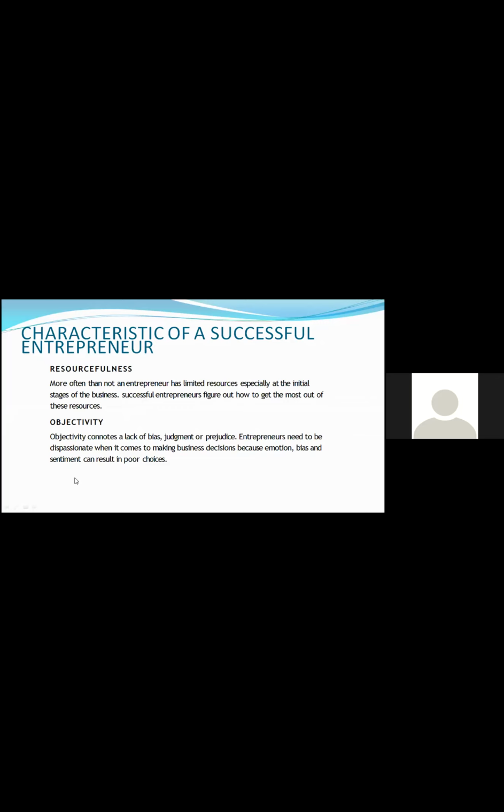Then they should have clarity of mind. It means objectivity, which connotes a lack of bias, judgment, or prejudice. Entrepreneurs need to be dispassionate when it comes to making business decisions, because emotion, bias, and sentiments can result in poor choices.